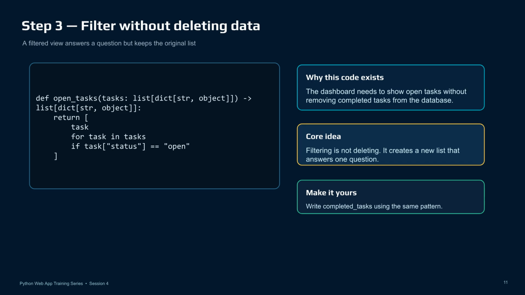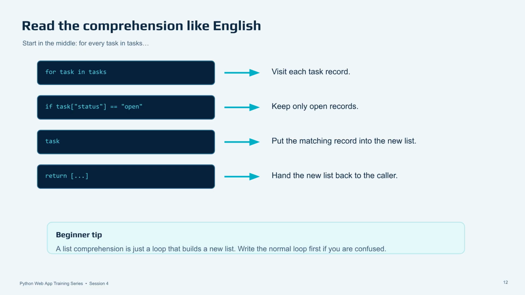Step 3 is about filtering without destruction. Creating a filtered view, such as a list of only open tasks, allows you to display specific information without removing the original records from your database. You can read a list comprehension like plain English. Start in the middle. For every task in tasks, keep it if the status is open, and then put it into the new list to be returned.